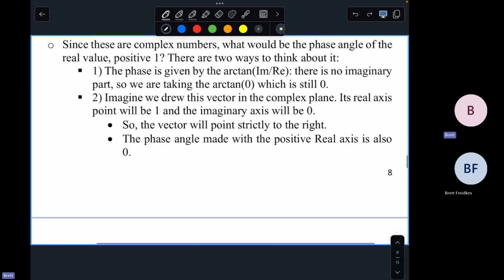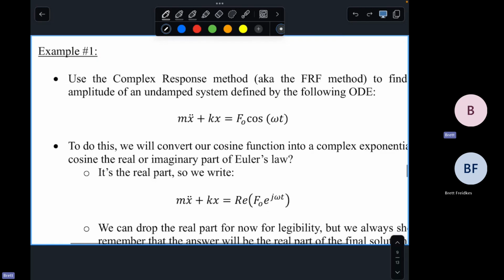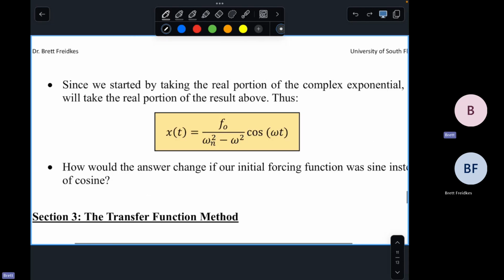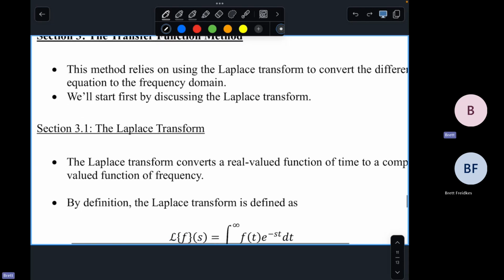We talked about this already. You had an example in your homework. I go through this in class. The other method was a transfer function method. You have a problem in your homework that is due next week that involves this.